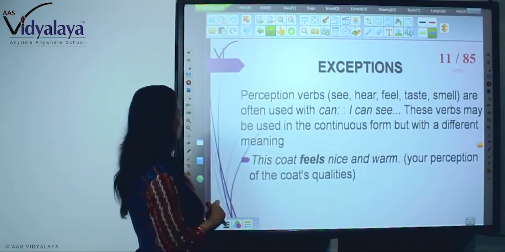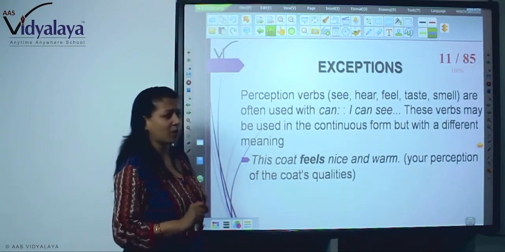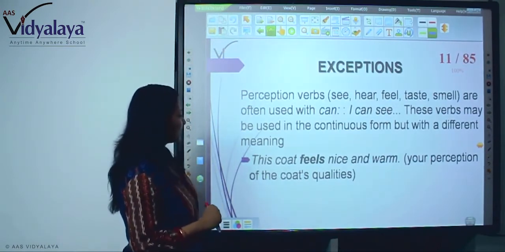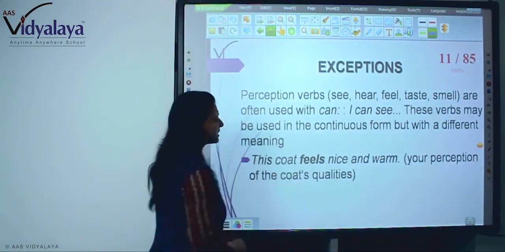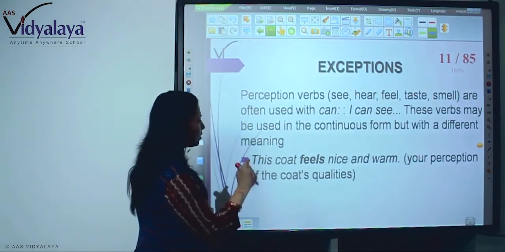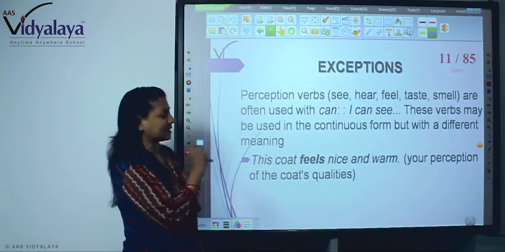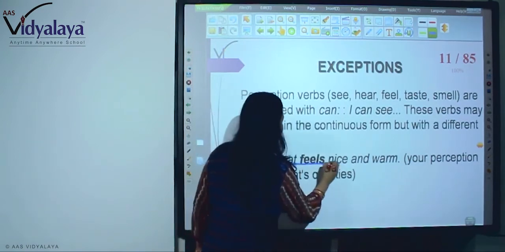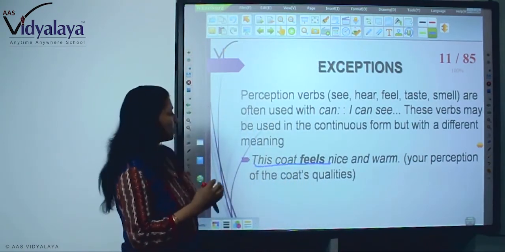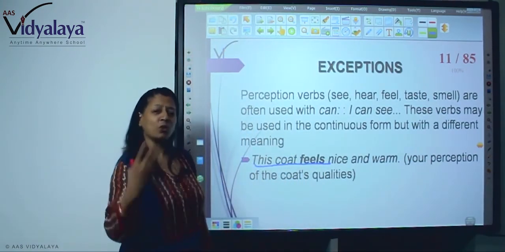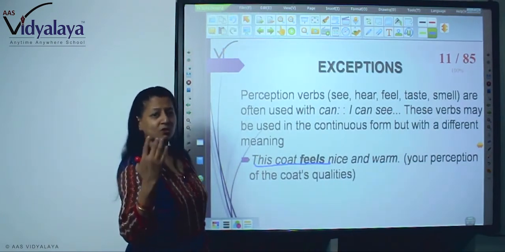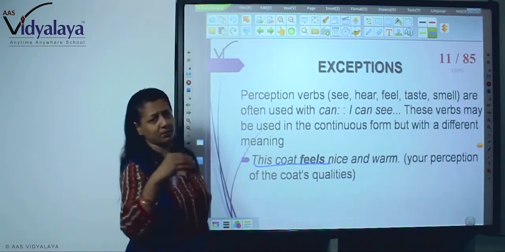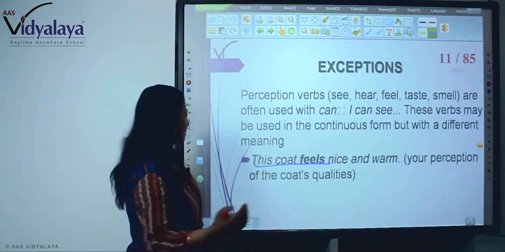I can see. These verbs may be used in the continuous form but with a different meaning. This coat feels nice and warm. Your perception of the coat's quality. Here, when you are saying this coat feels nice and warm, this is your own perception. The same perception may not be of others.